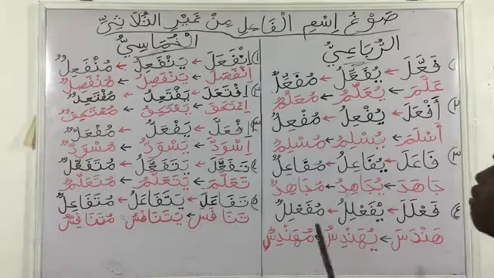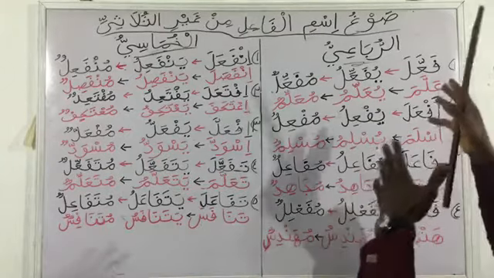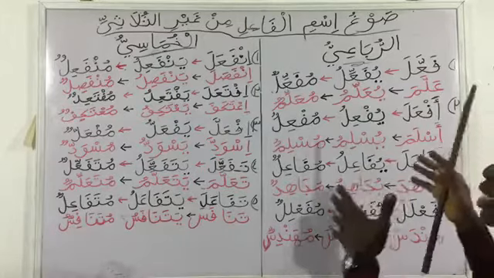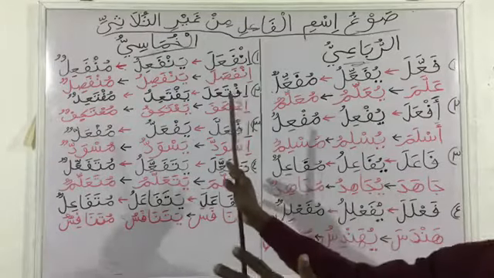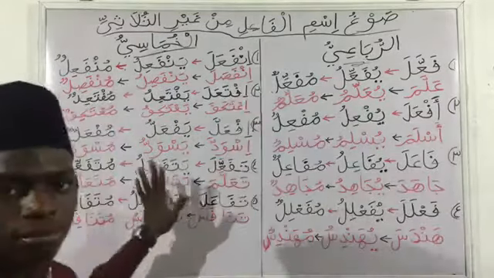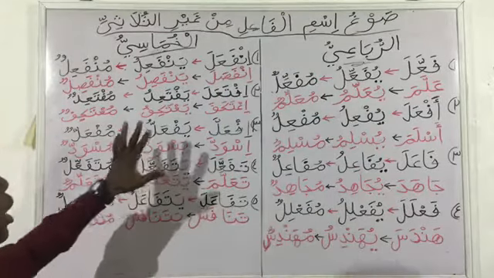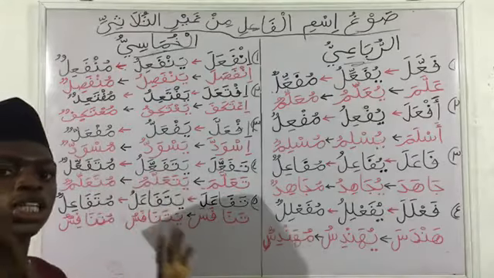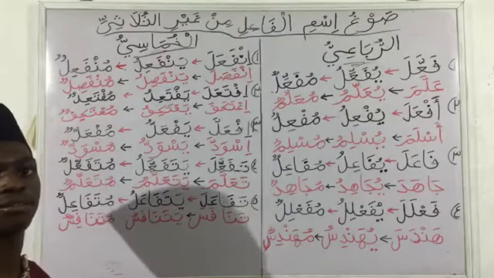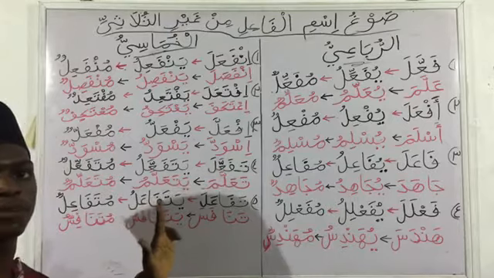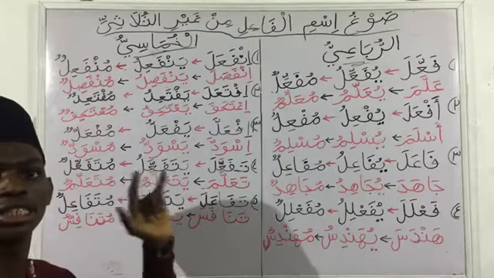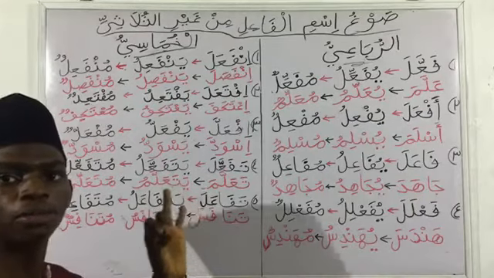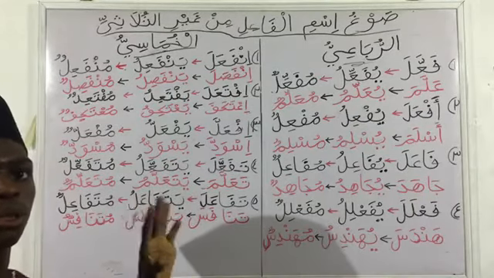So as we have applied this simple rule to all of this fi'l al-madi under ruba'i, you can simply apply that same rule to what? The khumasi. And that is what we are going to do here. We are going to take the khumasi, the five-lettered verbs, and turn them all into Ismul Fa'il in two simple steps. Step one, turn it into fi'l al-mudari. Step two, remove the harf al-mudari and replace it with a mim dhamma.